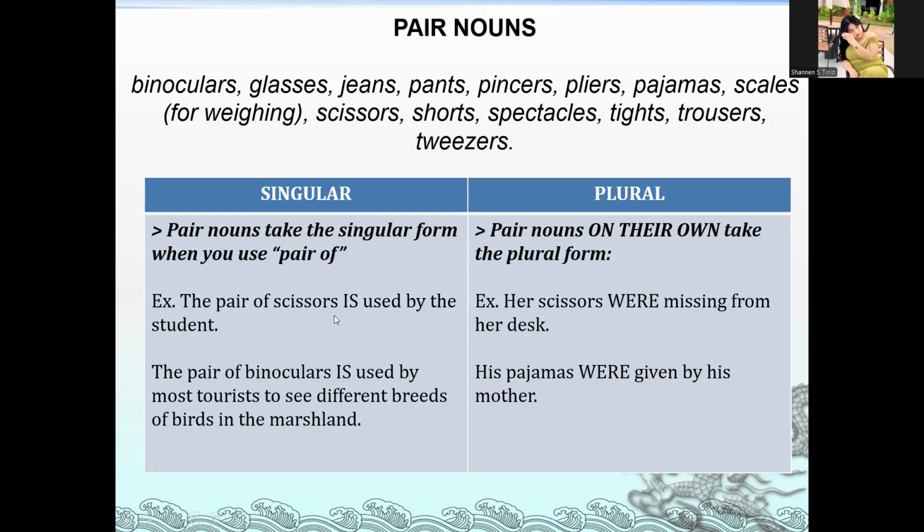The pair of binoculars is used by most tourists to see different breeds of birds in the marshland. His pajamas were given by his mother.